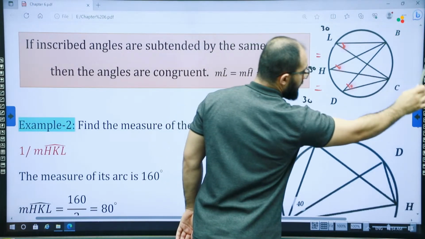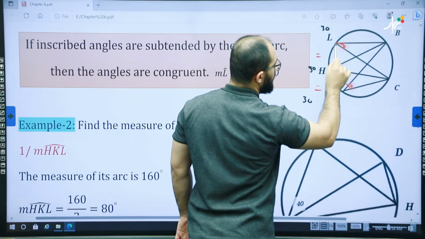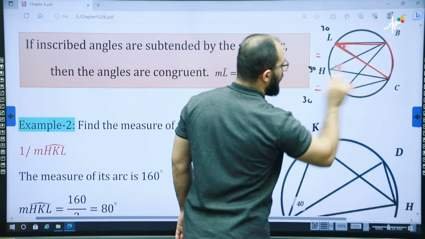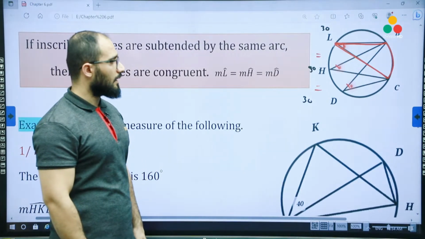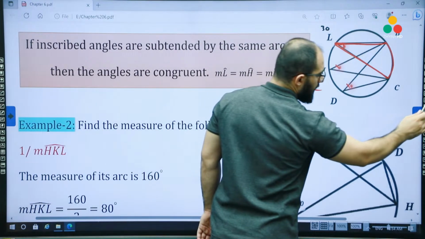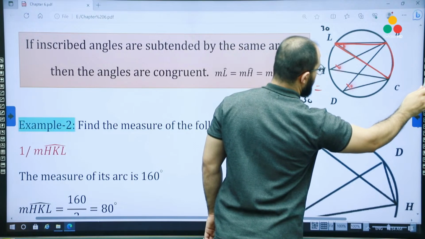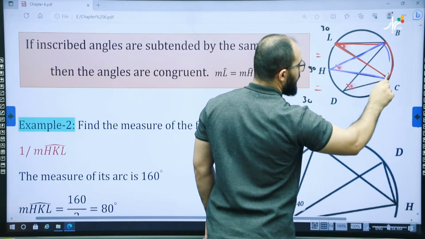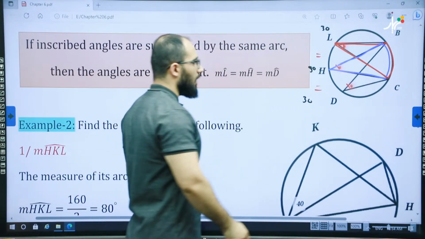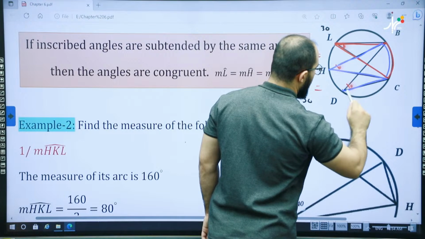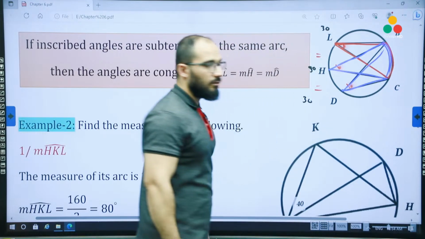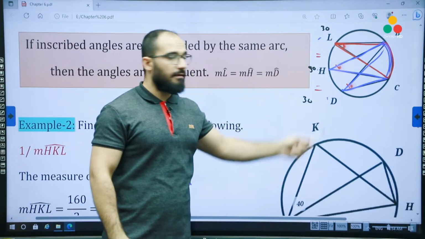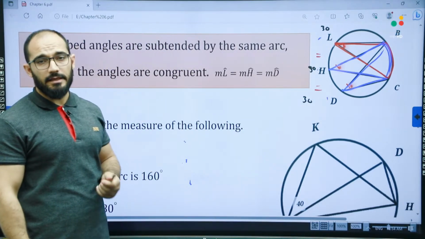Pay attention, please. What is the arc of L? This is angle L. This is the arc of L. Then, what is the arc of H? This is the arc of H. You can see that it has the same arc. What about the arc of D? Again, it has the same arc. So it means that if the angles have the same arc, they have the same measure.